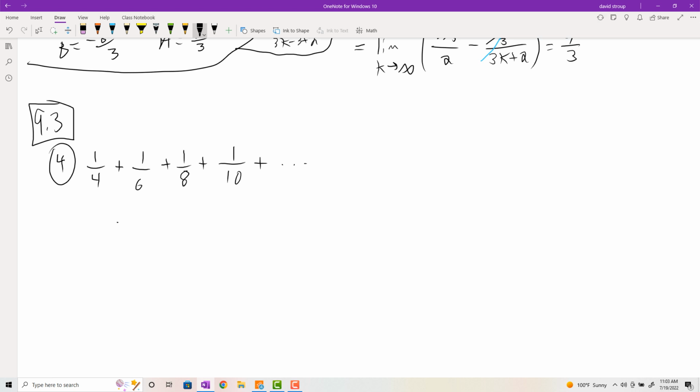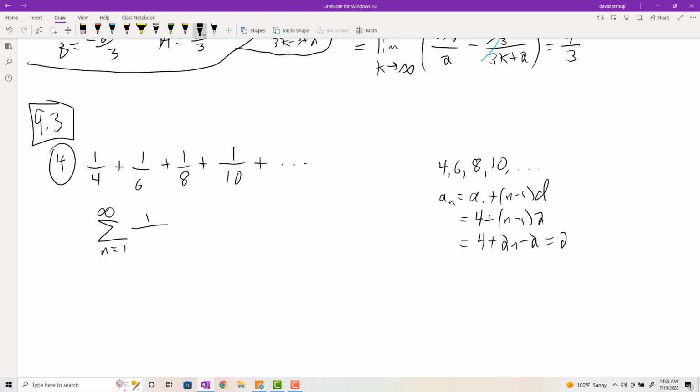Okay. The denominator there is some sort of arithmetic sequence, 4, 6, 8, 10, and so on. You can use your formula to get to this: a sub n equals a sub 1 plus n minus 1 times the difference, if you need that. But you could probably just guess at it. Anyways, this will be 4 plus n minus 1 times 2, which is 4 plus 2n minus 2, which is 2n plus 2 for the denominator.